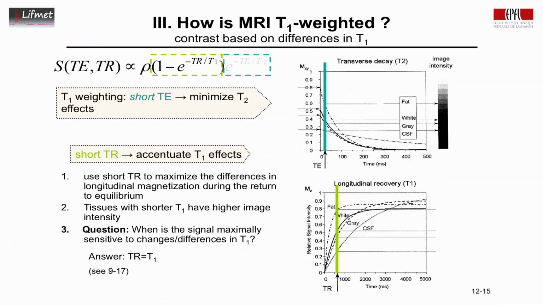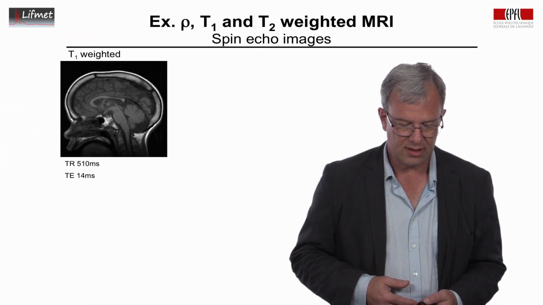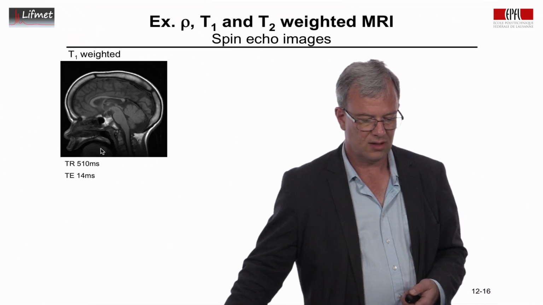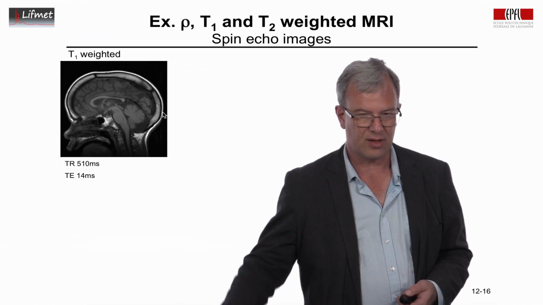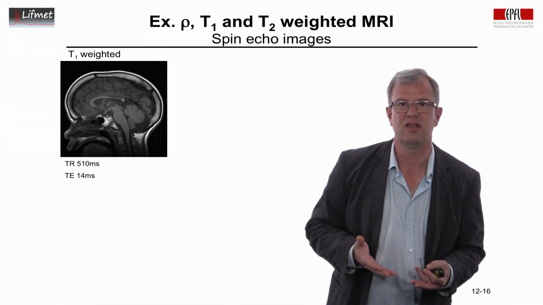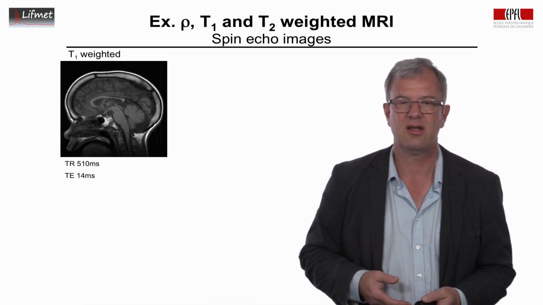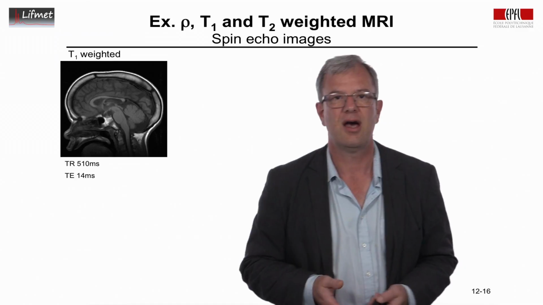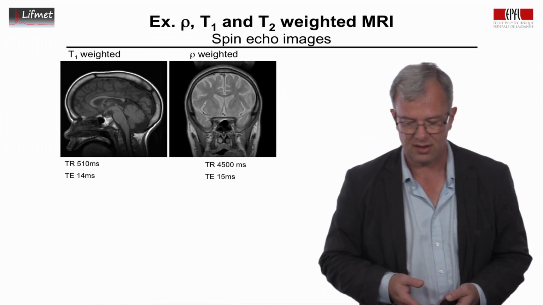Let's illustrate these different contrasts. So here's a T1 weighted image of the head. We can see the tongue here, the nose. This is a sagittal cut, so here's the back of the head where we have the little bump back here. To give you an idea what these TRs and TEs are, I've put them in here. So this is a TR of 510 milliseconds and a TE of 14 milliseconds.